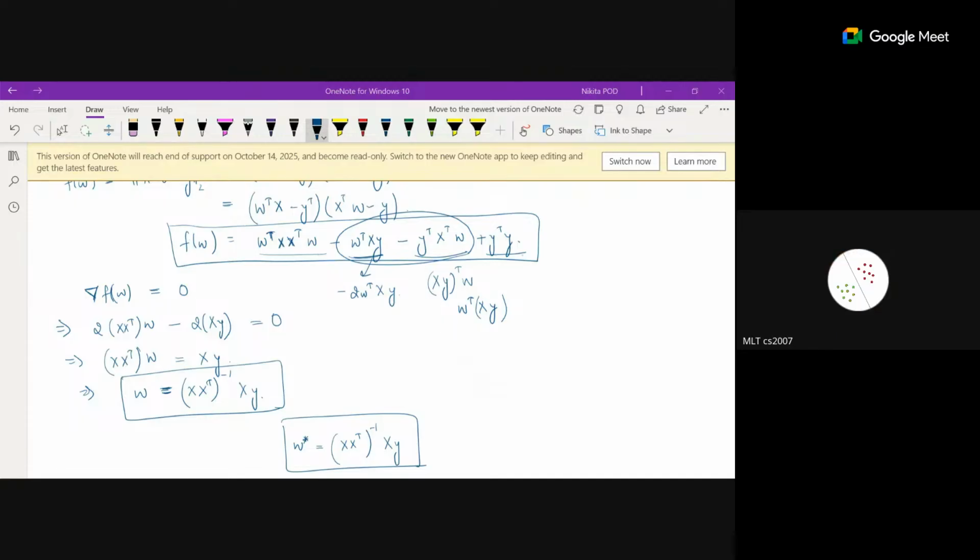So W transpose W, you have to take its derivative. Maybe you can think of W transpose W as W square. So what happens if you take the derivative of W square? It becomes 2 times W.